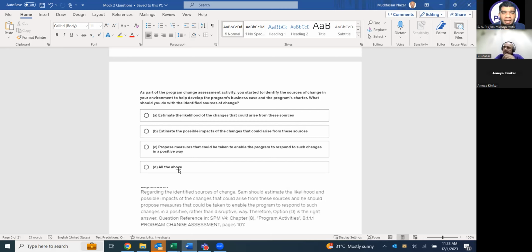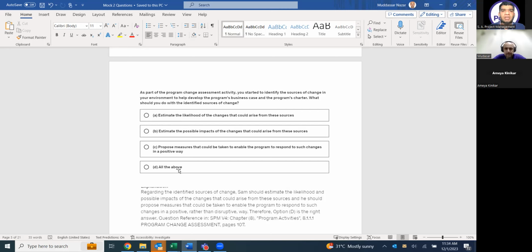So estimate the likelihood of the changes that could arise means you are doing qualitative risk analysis. Estimate the possible impact, risk probability into impact, that could arise from the sources, and then propose measures that could be taken to enable the program means make a risk response strategy.